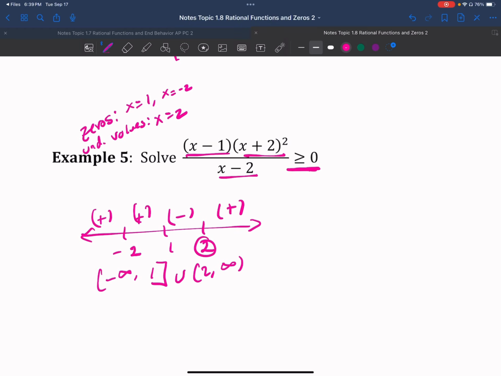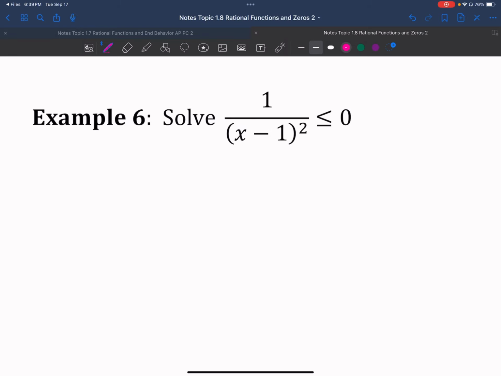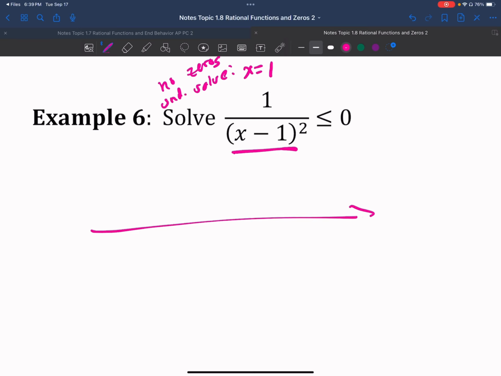Okay, and then that's my answer for this one. For example 6, again, I do have a single fraction. I do have 0 on the other side. I don't have any zeros for this one, so I'm just going to write no zeros, but I do have an undefined value. I have one of them, which is here, x equals +1. So when I draw my sign chart, I should only have a 1 there.